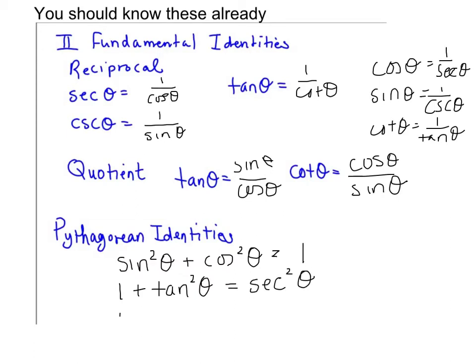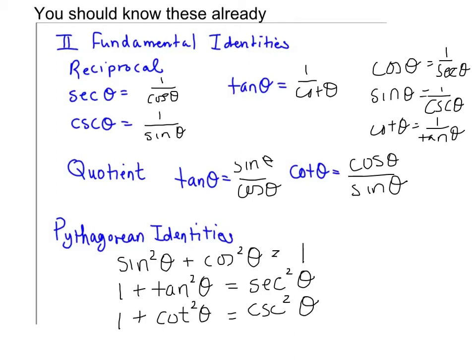And then the last one that isn't used as often is in the same form: 1 plus cotangent squared theta equals cosecant squared theta. Okay, you should know these, but if you don't, write them down. It will help you remember them. Also, if you have some kind of mnemonic device or song or chant, it would make these easier to remember. But barring that, go over them a little bit every day.